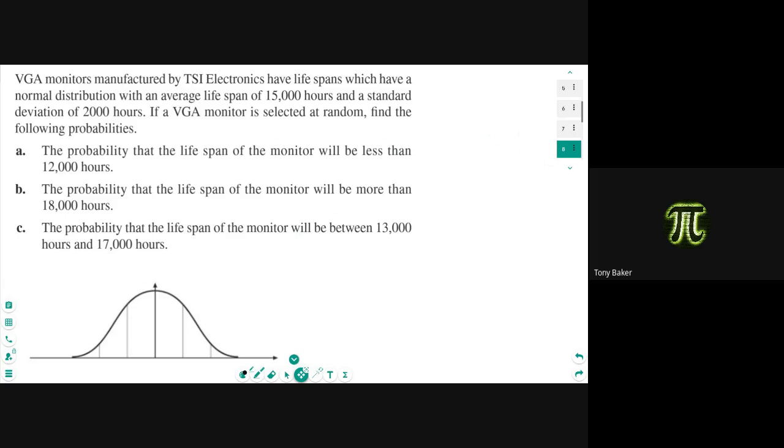All right. So VGA monitors manufactured by this company have a lifespan of 15,000 hours with a standard deviation of 2,000 hours. What is the probability that the lifespan of the monitor will be less than 12,000 hours? You're up. You should be able to do this. This one's not a backwards problem.